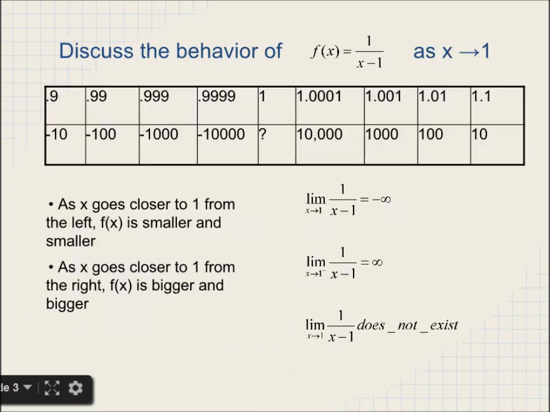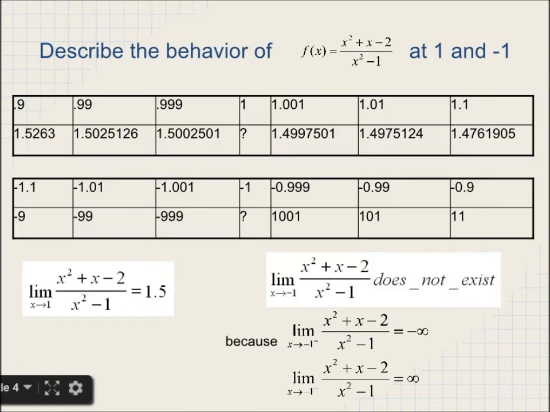Even if we use the substitution method, if we put in 1, then 1 minus 1 is 0, so 1 divided by 0 is infinite. 1/0 is not an indeterminate form. So we can say that as x approaches 1, the limit does not exist for this particular function.